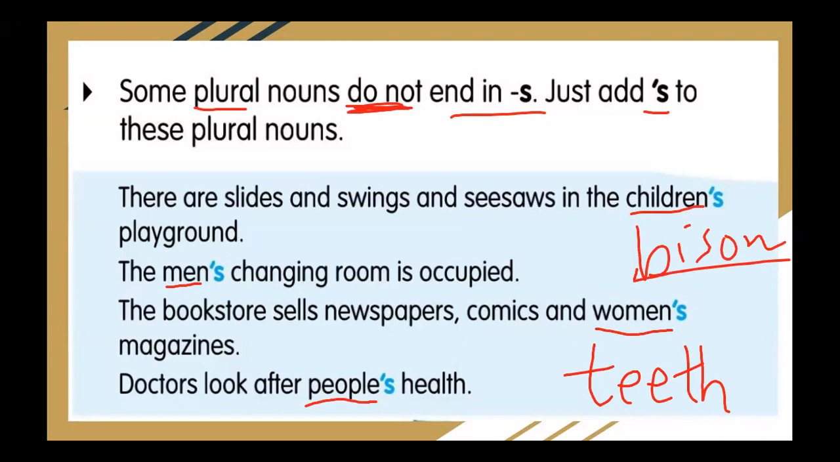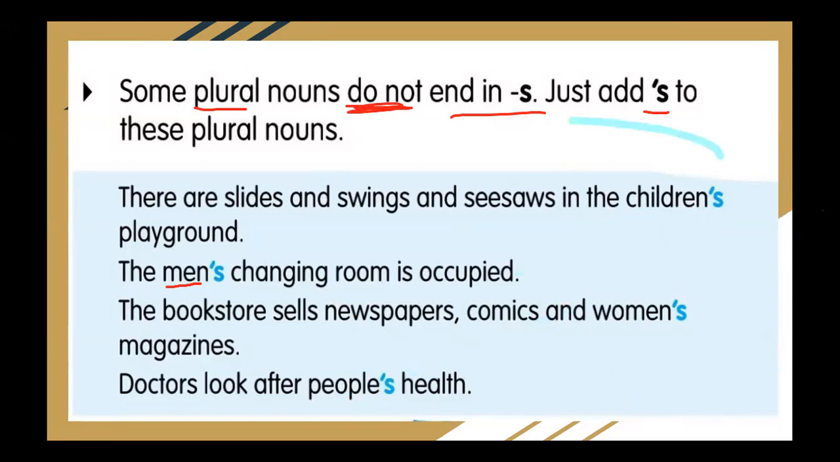So in all these cases, in the case of these plural nouns, what will we do? We will add an apostrophe after the word and then add an S. Clear? Women's, men's. Have you understood now? Okay. Come on, let's read out the examples.